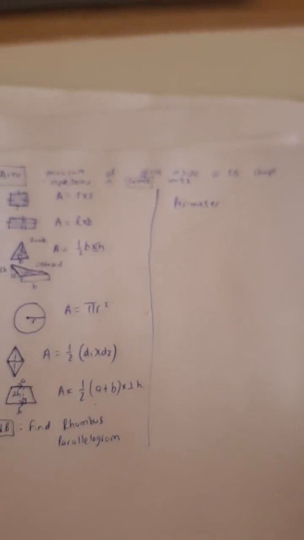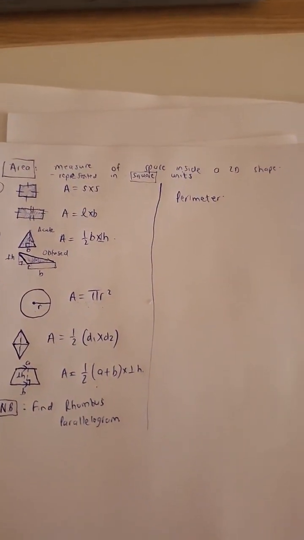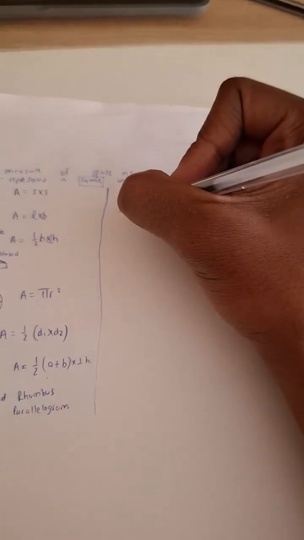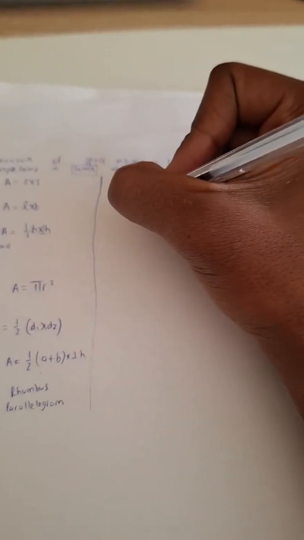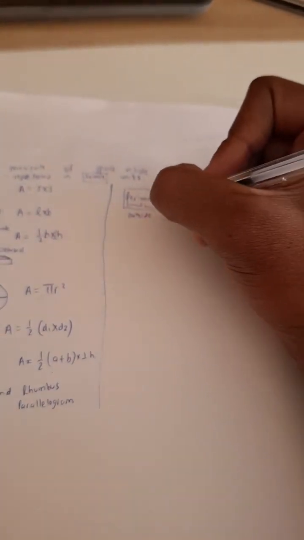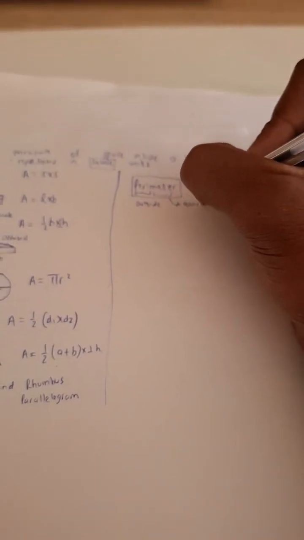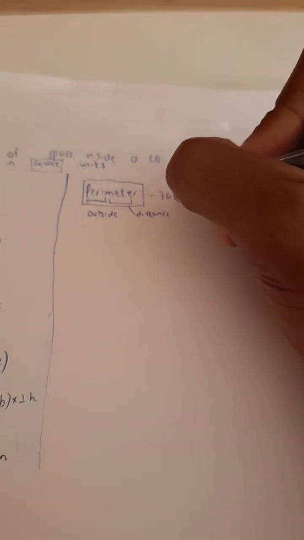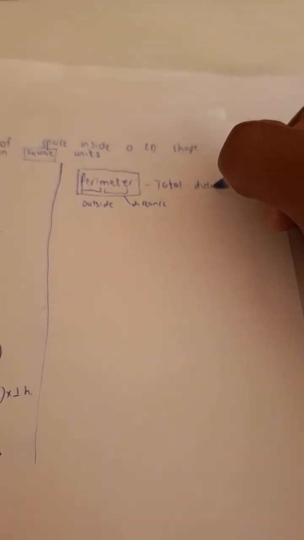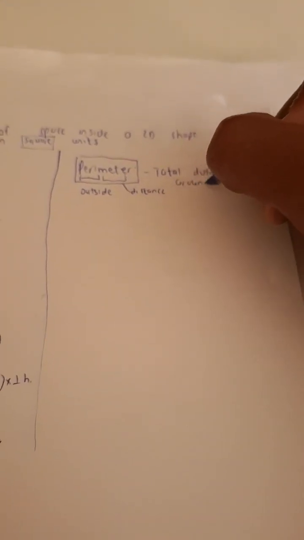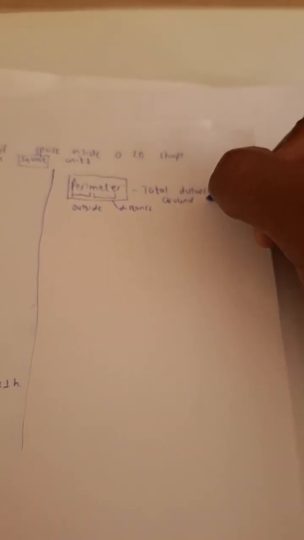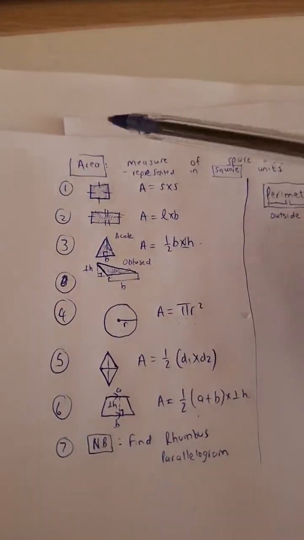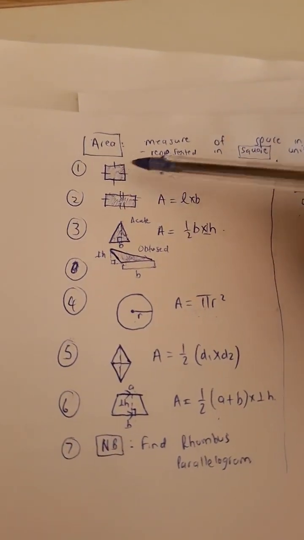The next concept that you need to know very well, just whilst we're still on this, is the concept of perimeter. In the word itself, peri means outside, and meter means distance or length. So when we are calculating perimeter, we are talking about the what? The total distance or length around or outside the two-dimensional thing, around the 2D shape. So here we just want to know what is the distance around.